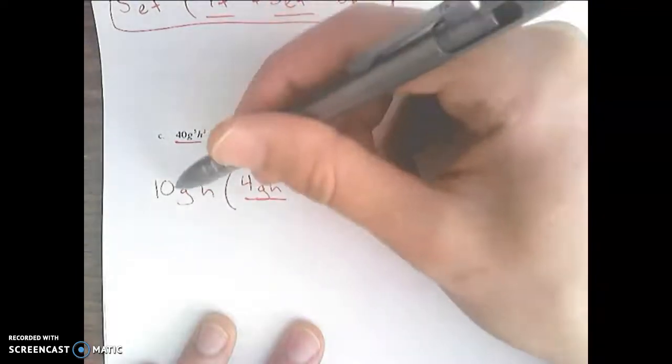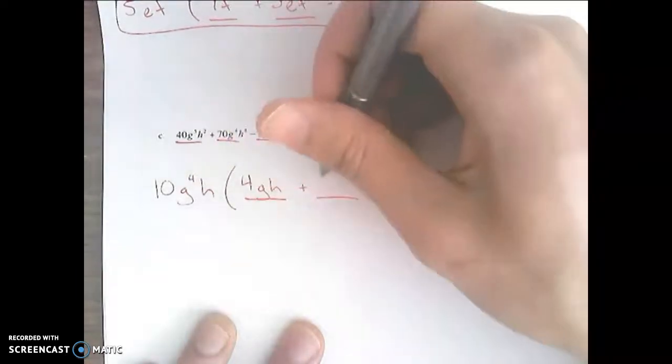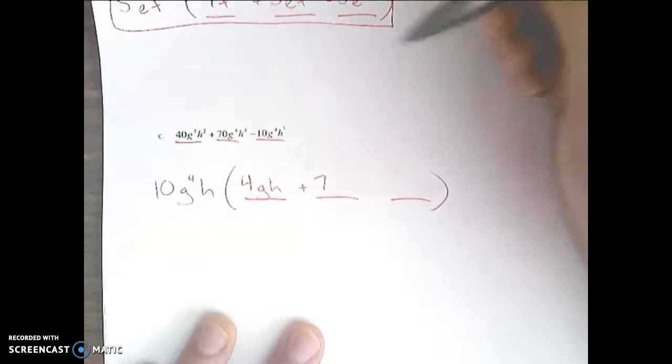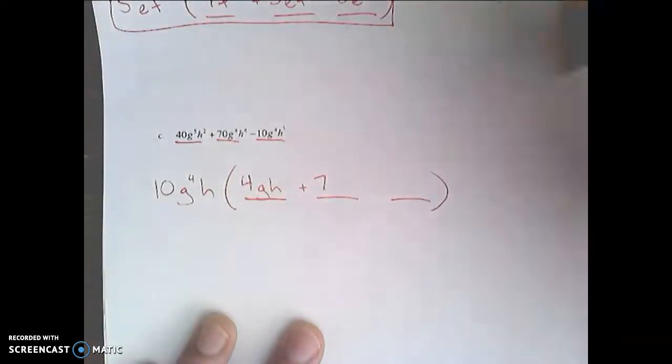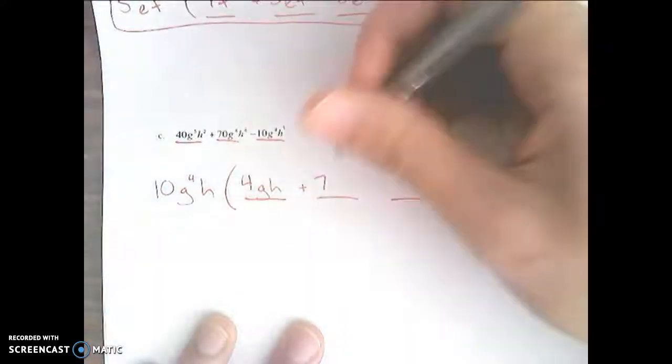What number times 10 gives us positive 70? That would be positive 7. Here we have 4 g's. We pulled out 4, so we have none left over. 4 h's. We pulled out 1, so we have 3 left.